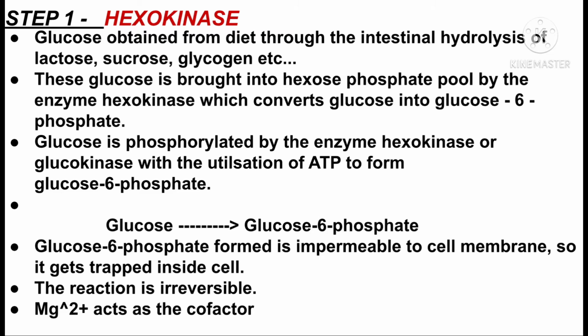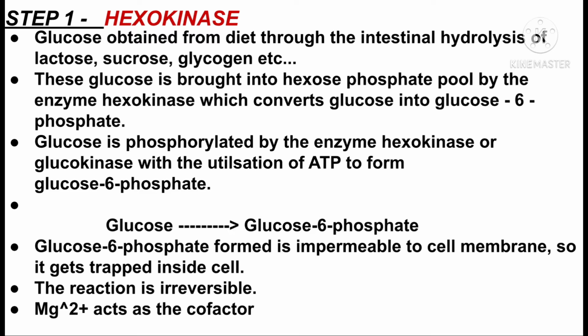The glucose obtained from diet through the intestinal hydrolysis of lactose or sucrose or glycogen is brought into the hexose phosphate pool by the enzyme hexokinase, which converts glucose into glucose 6-phosphate. The reaction is phosphorylation. Glucose is phosphorylated by the enzyme hexokinase or glucokinase with the utilization of ATP to form glucose 6-phosphate. The glucose 6-phosphate formed is impermeable to the cell membrane, so it gets trapped inside the cell.